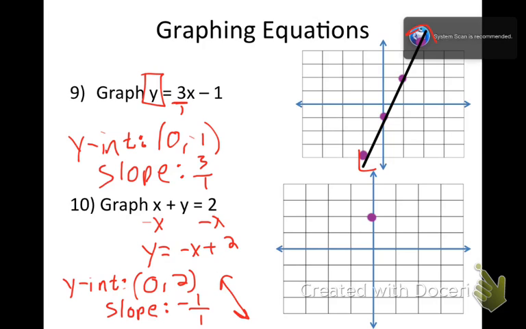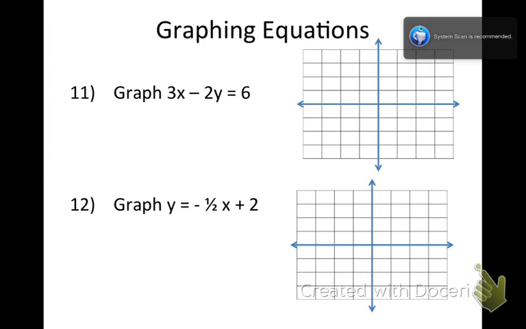So from my y-intercept here, I'm going to go down 1 over 1, down 1 over 1, down 1 over 1, giving me a negative slope. And now I can connect my dots, and I get the equation of the line here. Again, right away, you should always recognize positive and negative slopes and think about what that should look like. All right? Take a couple seconds to try these two on your own now.